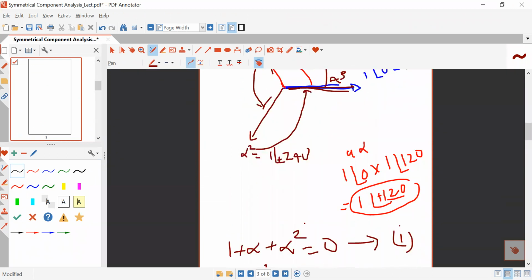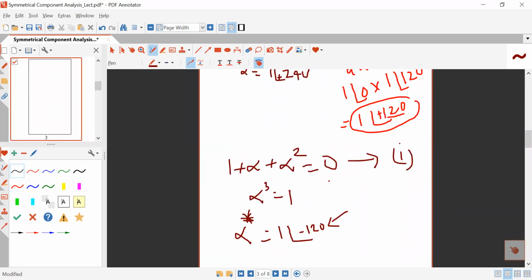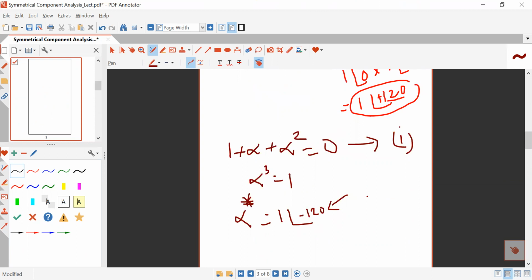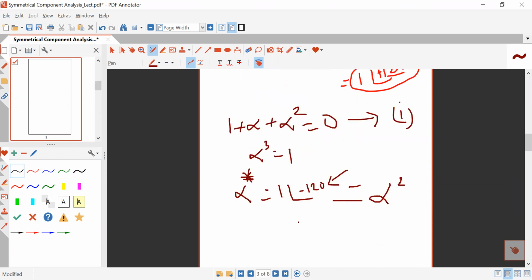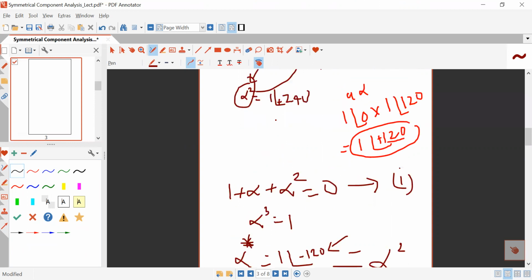And from the phasor diagram, minus 120 means the vector from the reference which is in clockwise direction, which is 120 degree in clockwise direction. So from the reference vector, if you say at an angle of 120 degree in clockwise direction, the vector is alpha square. So alpha conjugate will be alpha square. And similarly, alpha square conjugate will be alpha. So you must remember these characteristics of alpha operator.